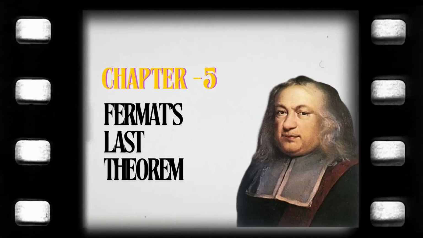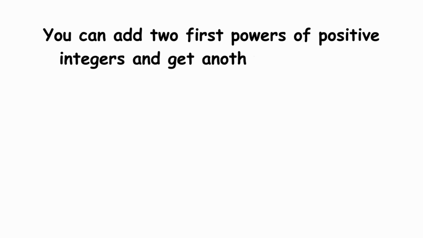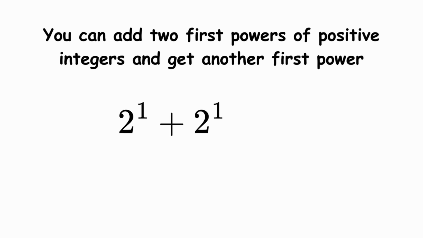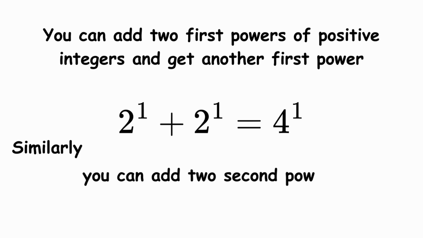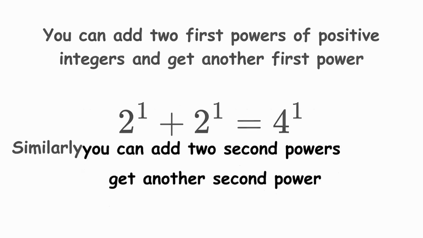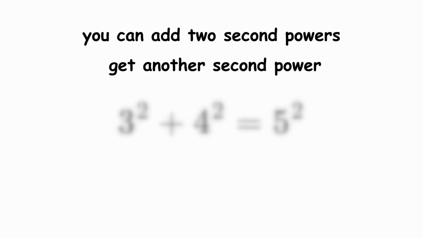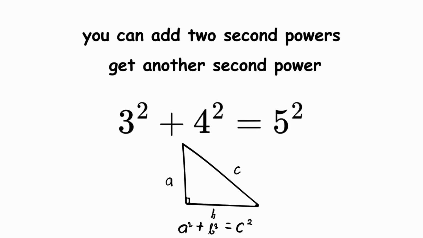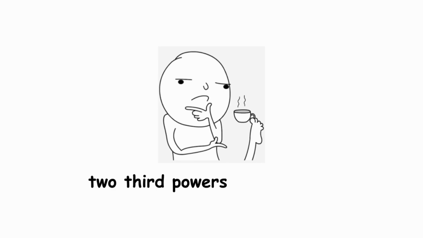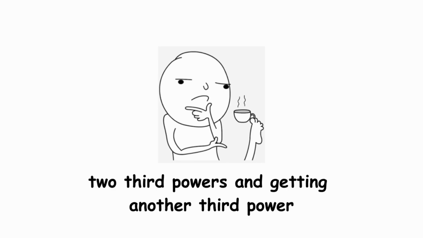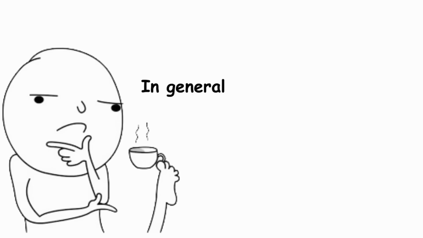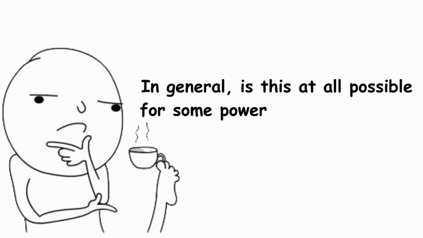Fermat's last theorem. You can add 2 first powers of positive integers and get another first power. For example, 2 to the first power plus 2 to the first power equals 4 to the first power. Similarly, you can add 2 second powers and get another second power. For example, 3 squared plus 4 squared equals 5 squared. This will be familiar to those who know the Pythagorean theorem. But what about adding 2 third powers and getting another third power, or fourth powers? In general, is this at all possible for some power greater than 2?